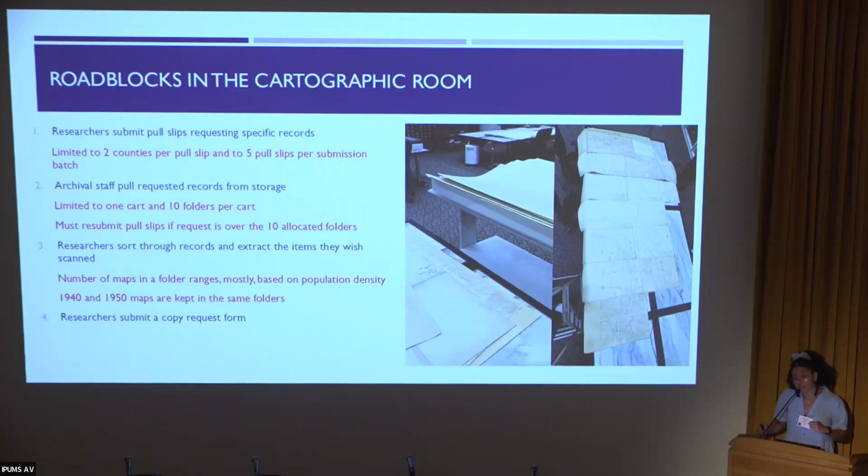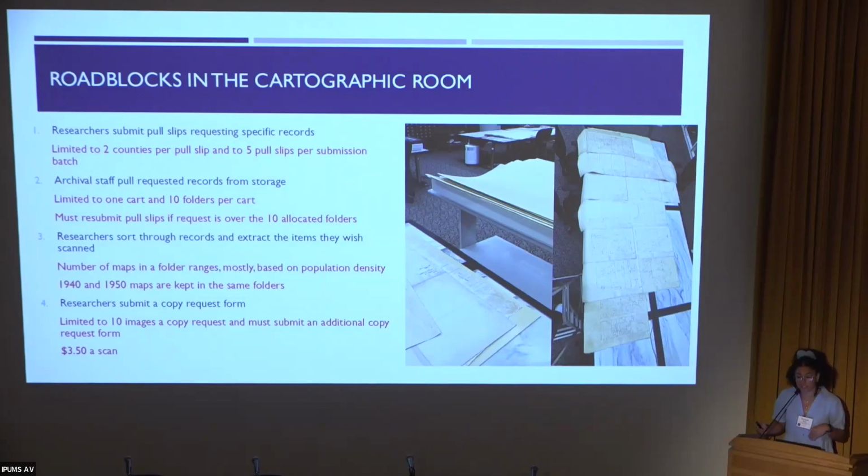This sort of goes back to the density thing I was talking about, where maps vary wildly in size and the amount of maps in a county vary wildly. So some of these folders have literally 2 maps in them of the entire county. Some of them have over 100 maps in them, so sorting through them. Also 40s and 50s records were kept in the same map, so making sure that we're pulling the right ones.